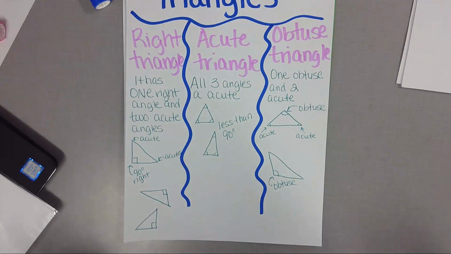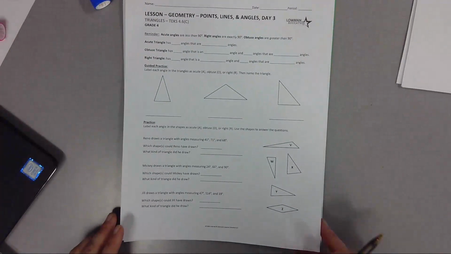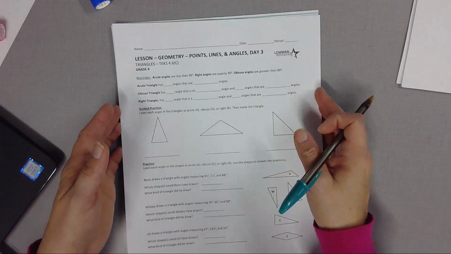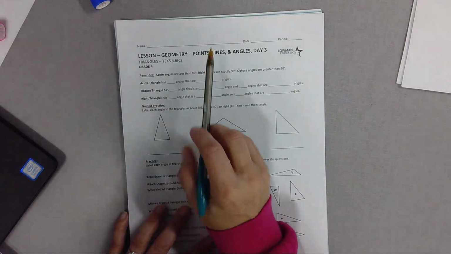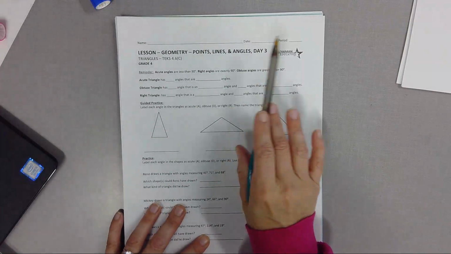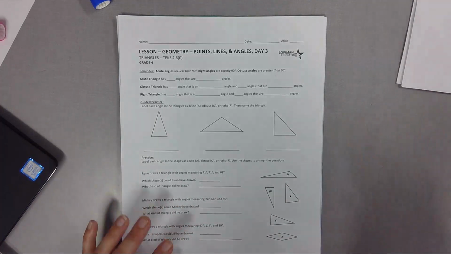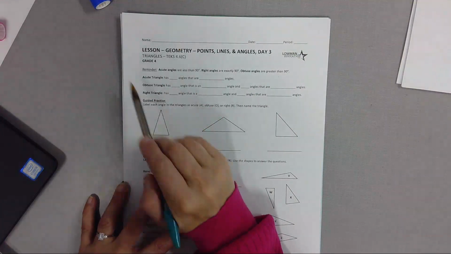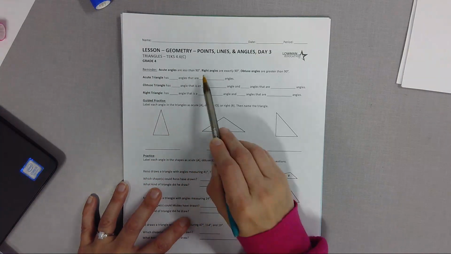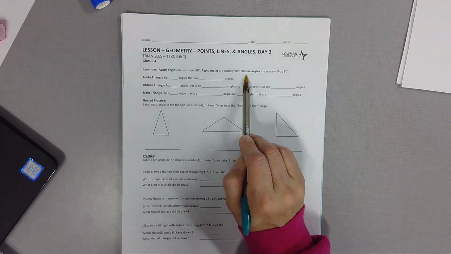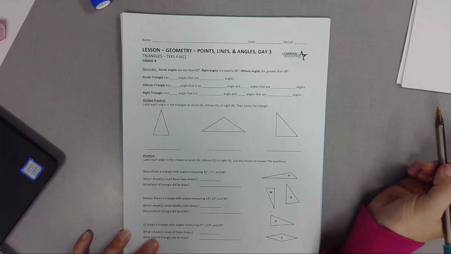All right, so today we have lesson day 3. So make sure you have the lesson side up. Write your name, the date, and the period, which you don't have to write the period. You can write your number if you want. All right, says reminder, acute angles are less than 90, right angles are exactly 90, and obtuse angles are greater than 90. So y'all will follow along with me.